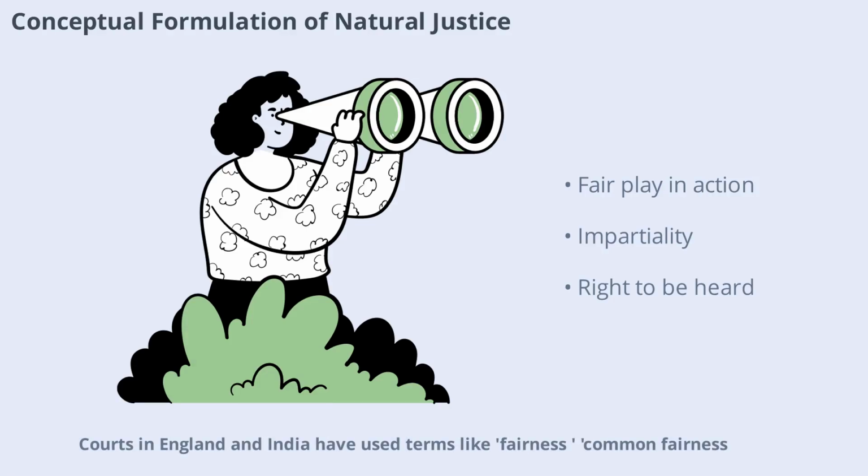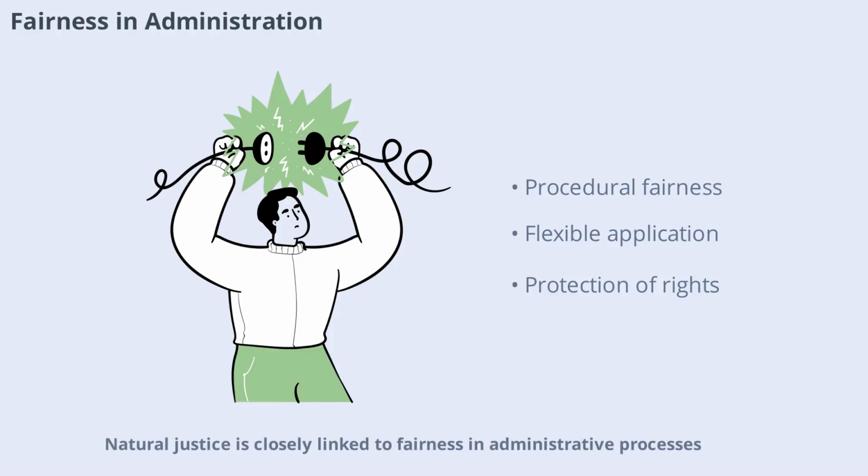Courts in England and India have used terms like fairness, common fairness, and fundamental justice to describe these principles. The essence of natural justice is to ensure that justice is not only done but seen to be done. Natural justice is closely linked to fairness in administrative processes. It requires that procedures be just, fair, and reasonable, ensuring that individuals are treated equitably.